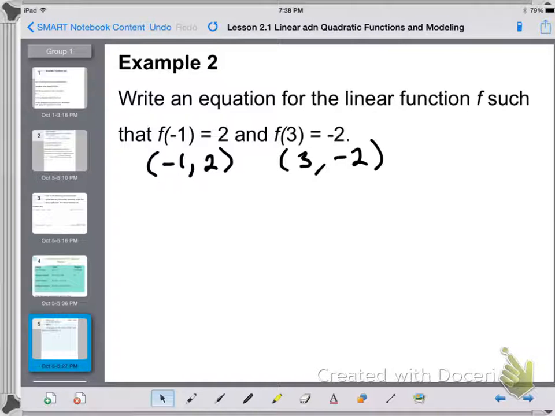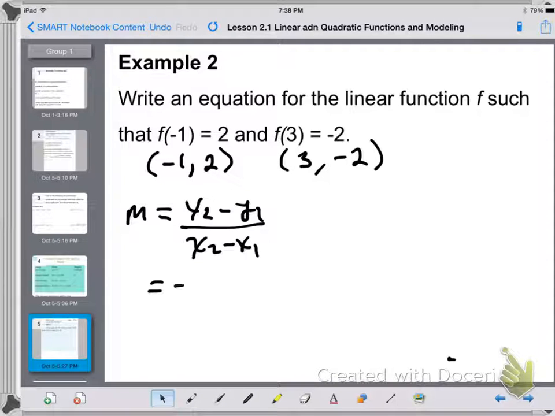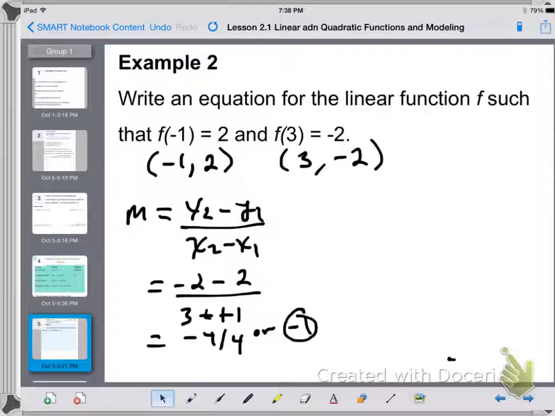From the prerequisites section, we learned how to solve problems like this. The first thing you want to do is calculate the slope. So y sub 2 minus y sub 1 over x sub 2 minus x sub 1. Alright, and so my y sub 2 is negative 2, minus my y sub 1, which is 2, over 3 minus negative 1. So negative 4 fourths, or negative 1, is my slope.